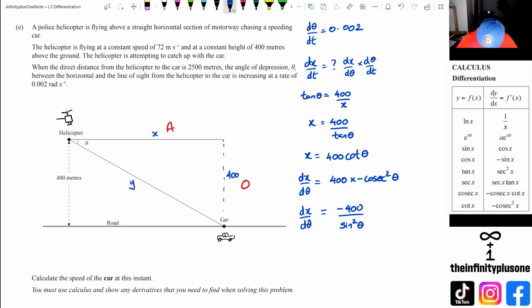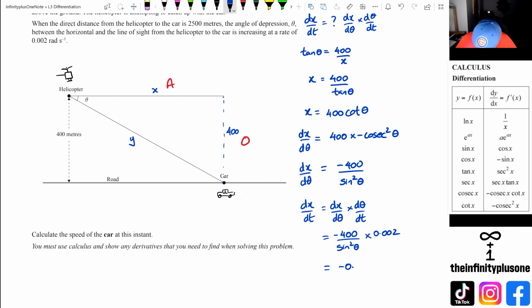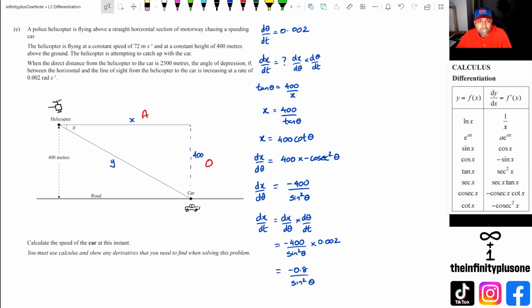So dx/dθ is equal to minus 400 over sine squared θ. With that in mind, we can figure out dx/dt, because dx/dt is dx/dθ multiplied by dθ/dt. So we're going to get minus 400 over sine squared θ multiplied by 0.002. And when we do this, we get negative 0.8 over sine squared θ. So this is the rate at which x is changing with respect to t, dx/dt. Now the problem is we need to figure out what theta is.